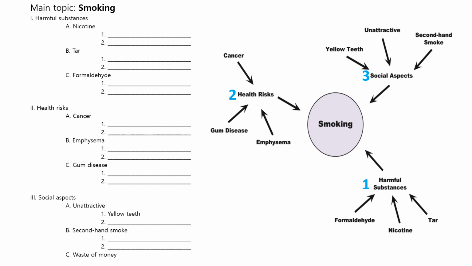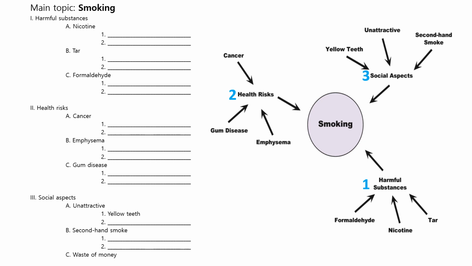Now that we know what order we want to present our information, we can just move it right into our outline. So we have smoking as our main topic. Then over here, number 1, we want to talk about harmful substances. I have nicotine as A, tar B, formaldehyde C. Now where it says 1 and 2, this can be some other information that supports nicotine. So 1 and 2 would support nicotine. Nicotine supports harmful substances. Harmful substances supports the topic of smoking.